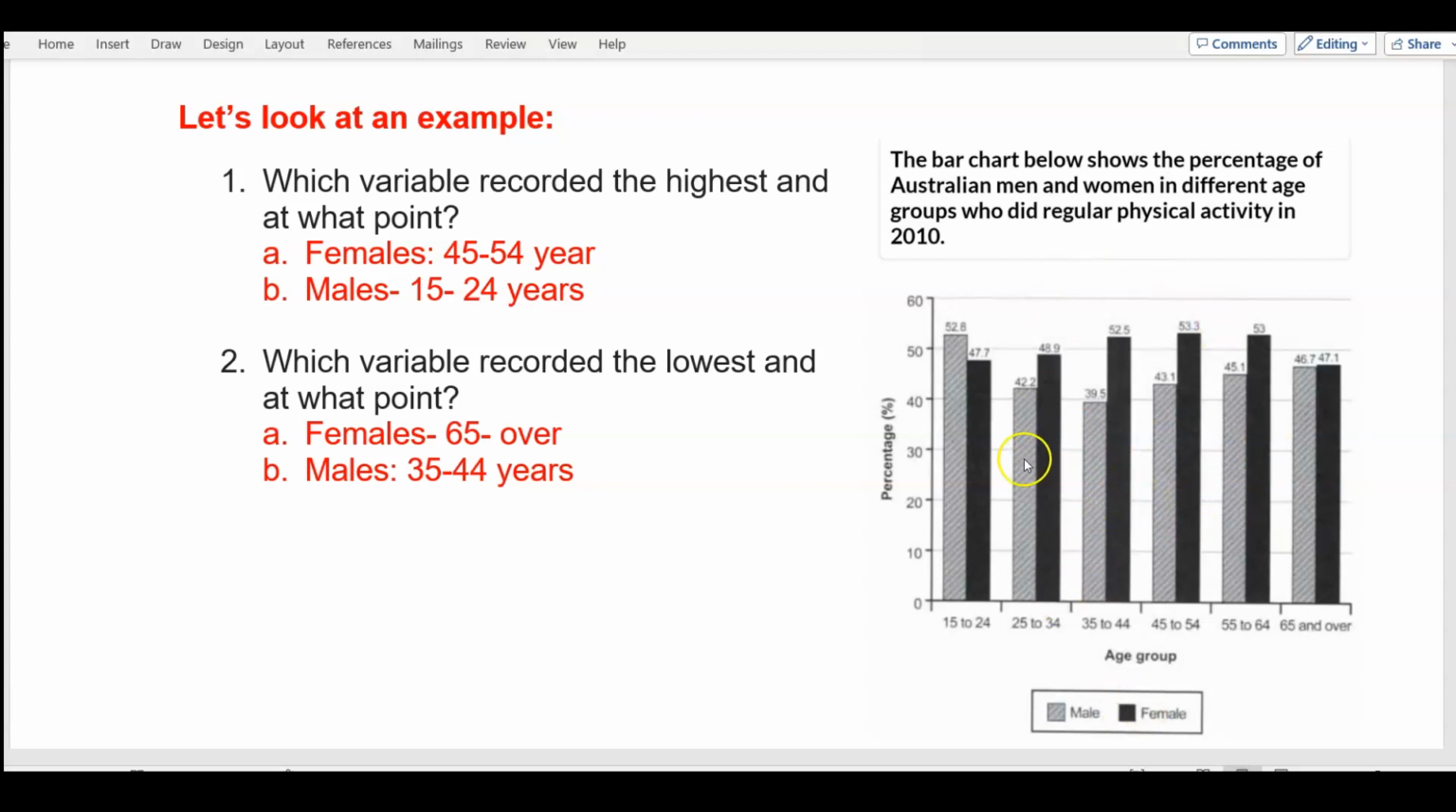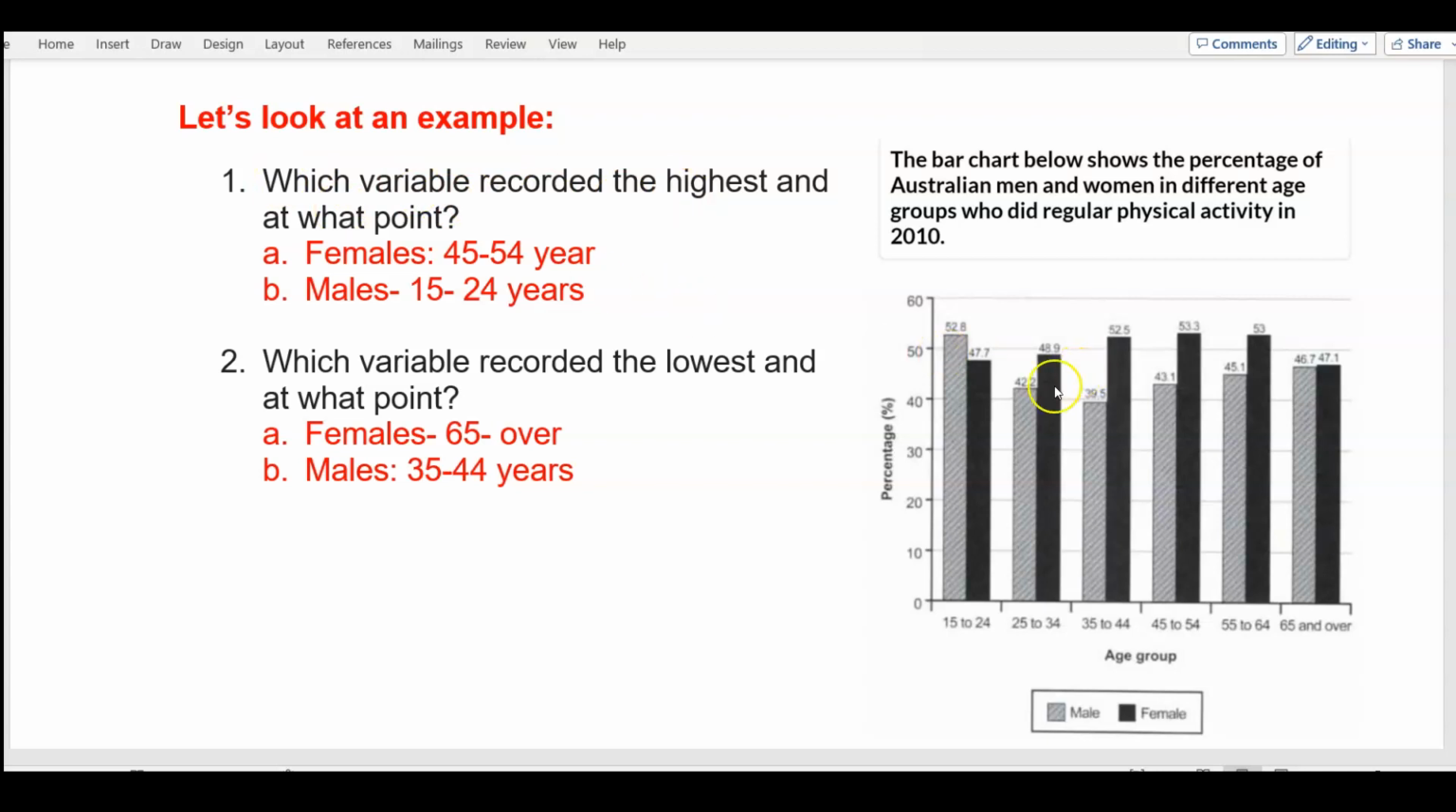Right, so we have now assessed our question, and we just have to look out for the keywords, because we know that this is a static graph. We've already recorded the kind of questions we are going to ask ourselves, and we're using that to answer our question. So the first question is: which variable recorded the highest, and at what point?